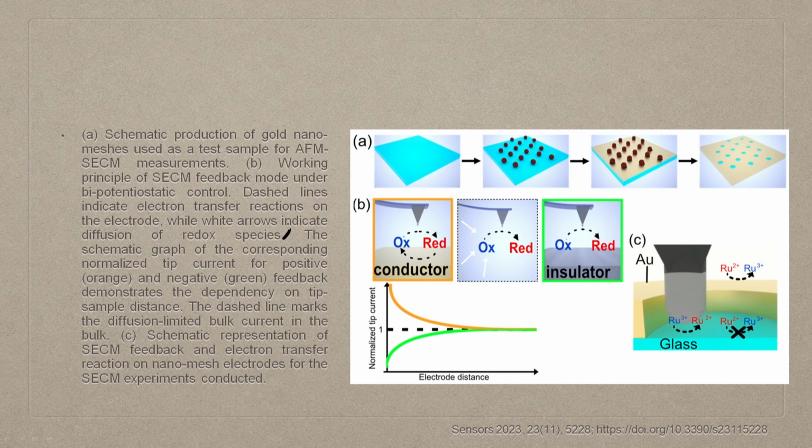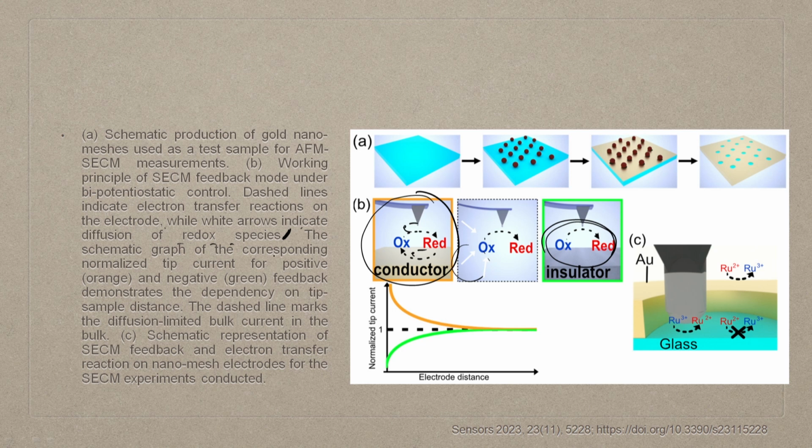Okay. So here what you see is an electron transport phenomenon which is happening, right. So here either you are gaining electrons or you are losing electrons, right. On the other hand, on the insulator surface, no such phenomenon can really be seen, right. So, dashed lines indicate electron transfer reactions on the electrode, while white arrows indicate diffusion of redox species. They are moving out there.